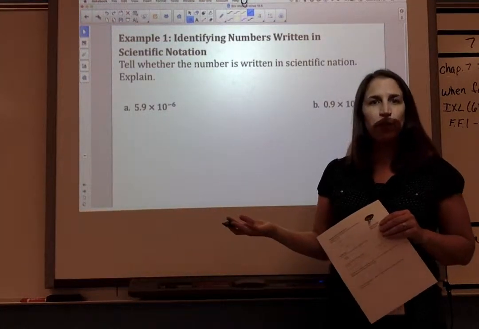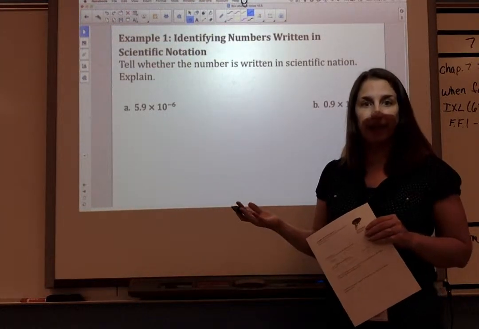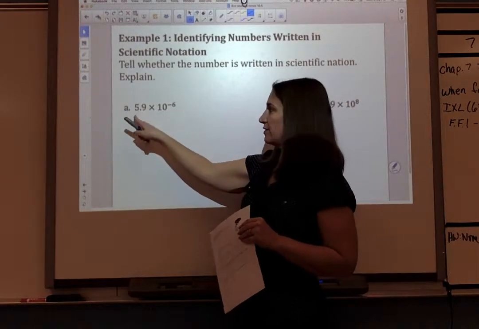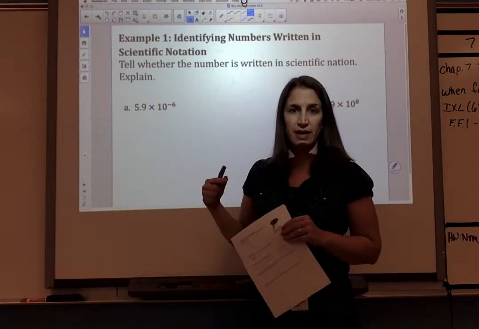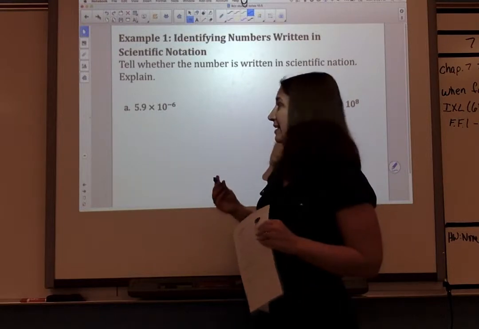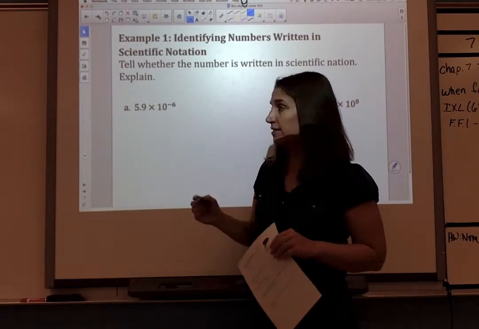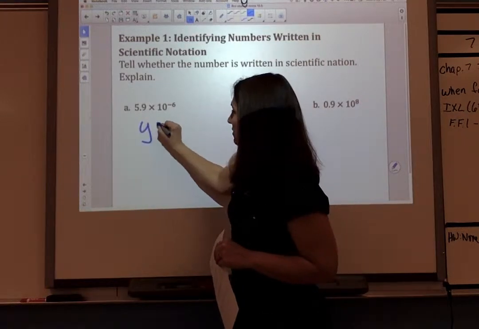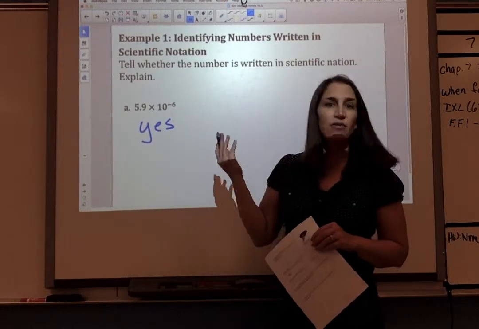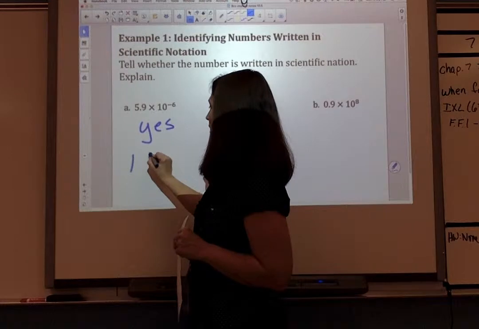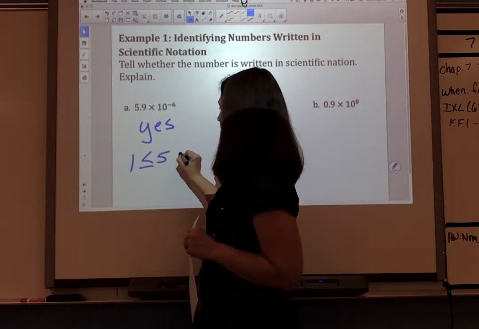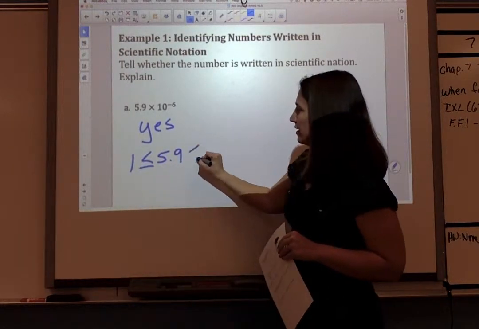Here we have 5.9 times 10 to the negative 6. So this is the factor, and this is the power of 10. 5.9 is greater than or equal to 1, and it is less than 10. So yes, this is written in scientific notation. If we need to explain that, we can say 1 is less than or equal to 5.9, and 5.9 is less than 10.